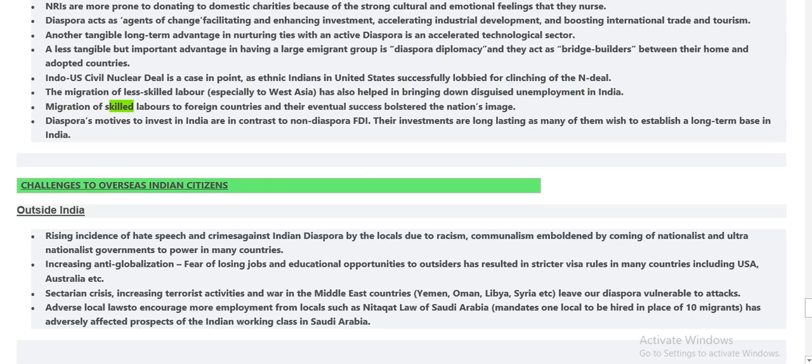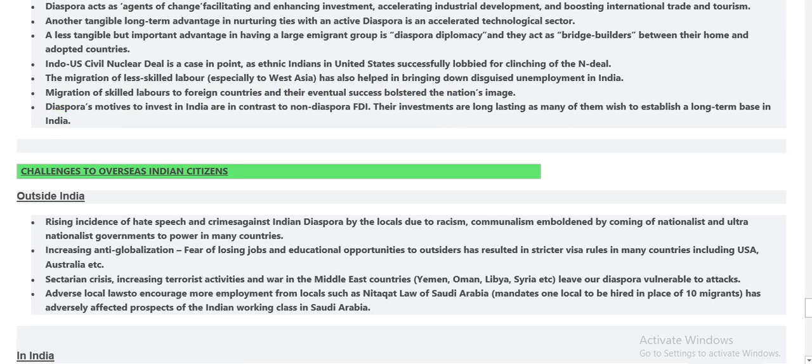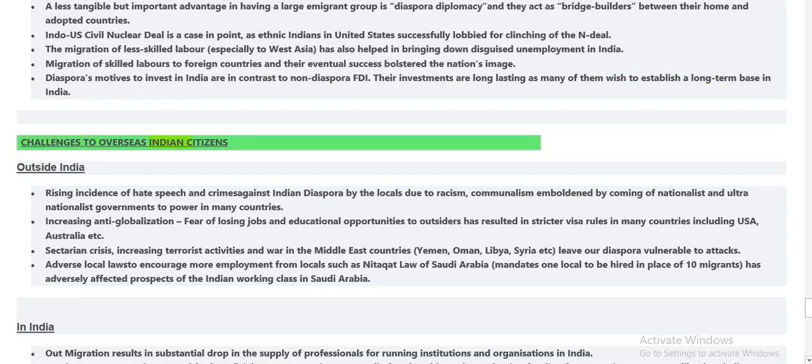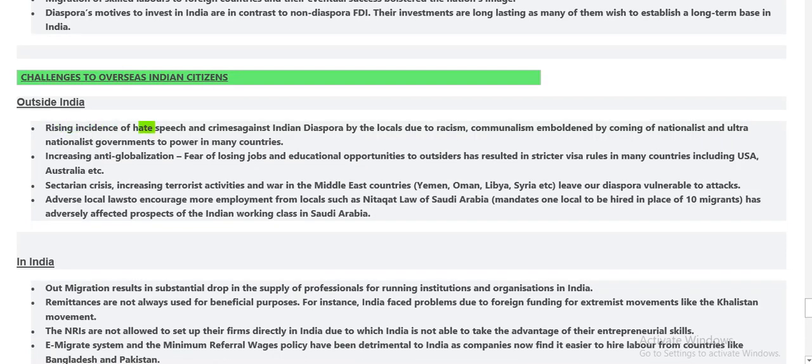Indo-US civil nuclear deal is a case in point, as ethnic Indians in the United States successfully lobbied for clinching of the deal. The migration of less skilled labor, especially to West Asia, has also helped in bringing down disguised unemployment in India. Migration of skilled laborers to foreign countries and their eventual success bolstered the nation's image. Diaspora's motives to invest in India are in contrast to non-diaspora FDI. Their investments are long-lasting, as many of them wish to establish a long-term base in India.